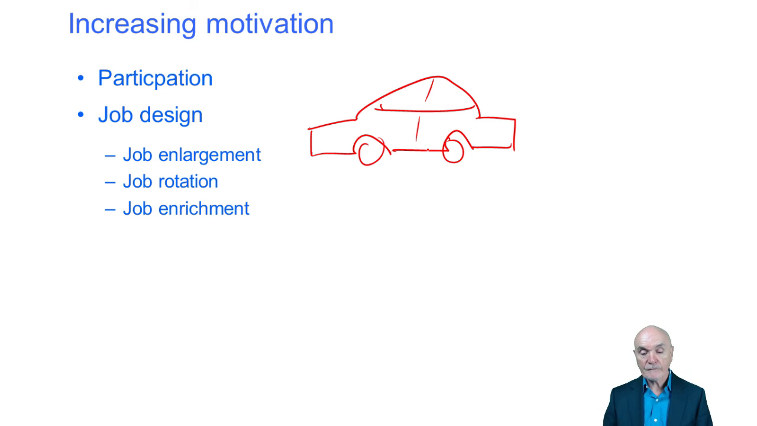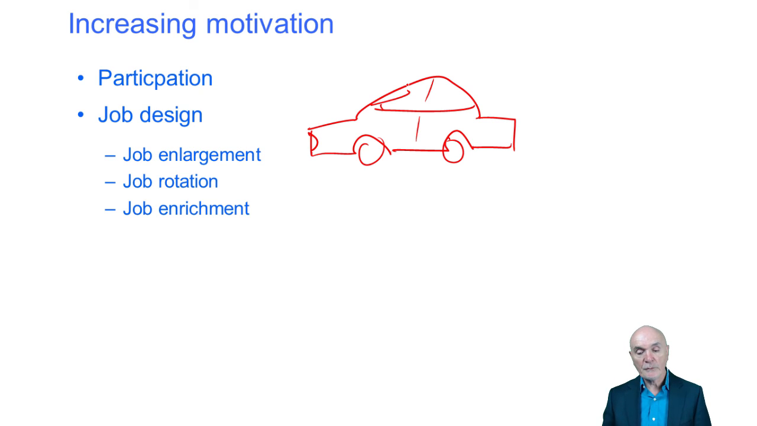Job rotation. This is where maybe one week you're putting on the wheels, then the next week you're fitting the headlights, and then the third week you're putting on the window washers and wipers and so on. Then you go back to the wheels and so on. You're moving round. It's still very much a horizontal move because it's all basic skills. It will relieve boredom a little bit, but is not likely to act as a long-term motivator.